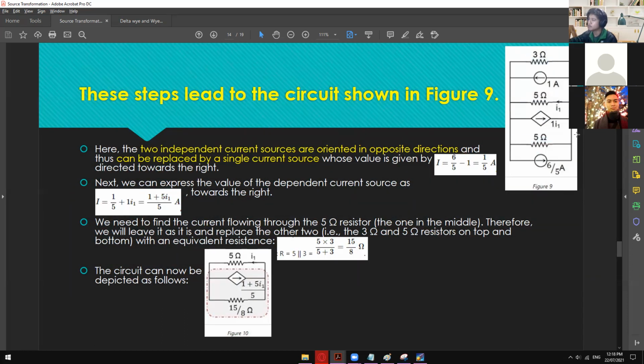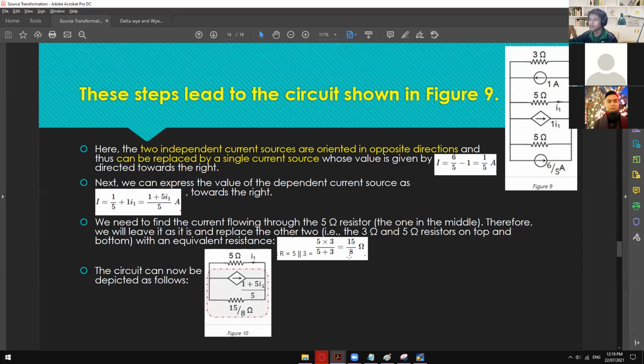After that, what he did next is combine those two resistors. Take note that we must not touch this 5 ohms, or this branch right here which has the i sub 1, because this is the one we are trying to solve, the current flowing on this particular branch. The only thing we can do is add this 5 ohms and 3 ohms via the rule of parallel connection. So 5 times 3 divided by 5 plus 3 will give you 15 over 8 ohms.